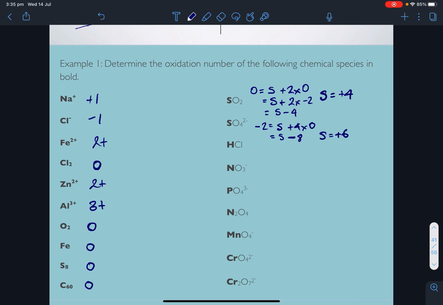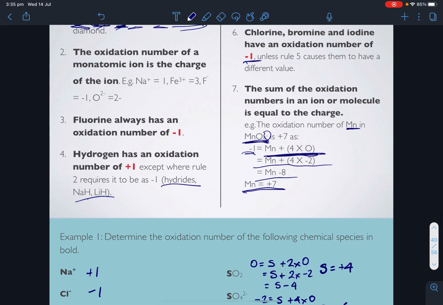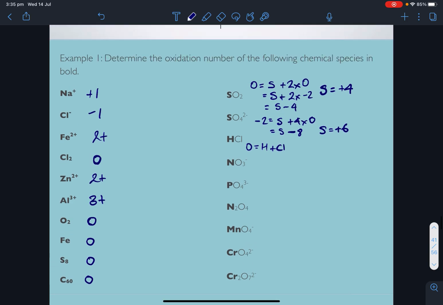HCl, the charge is 0. I've highlighted hydrogen. Chlorine is a halogen, so from rule 6 it's -1. So 0 equals H minus 1. Add 1 to both sides. H equals +1.